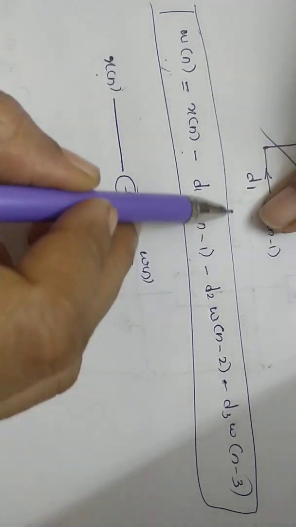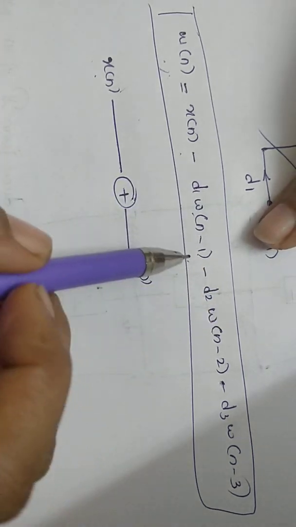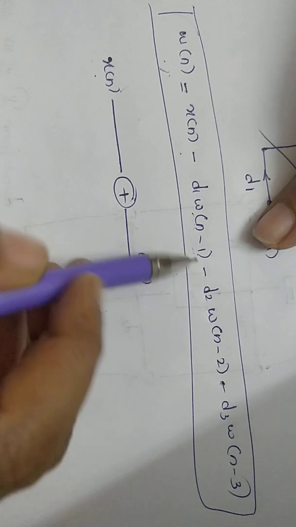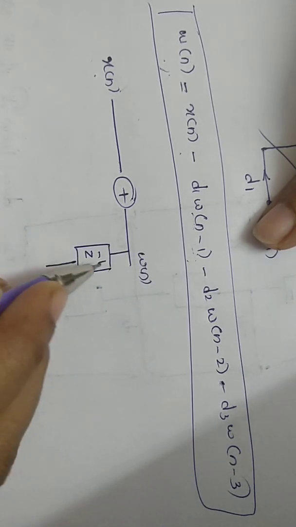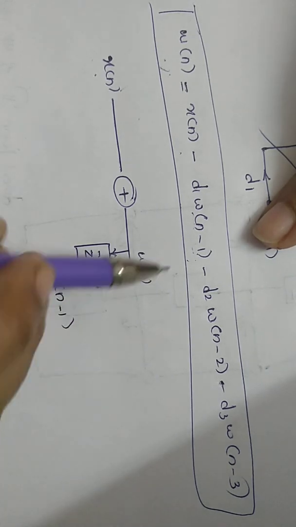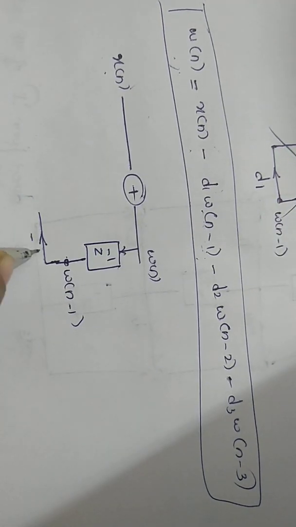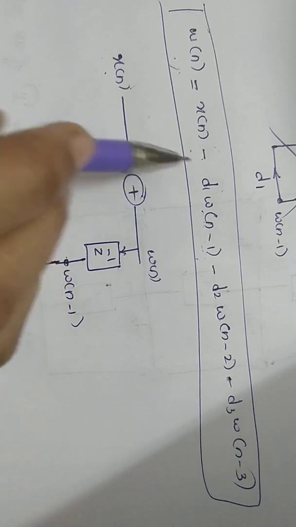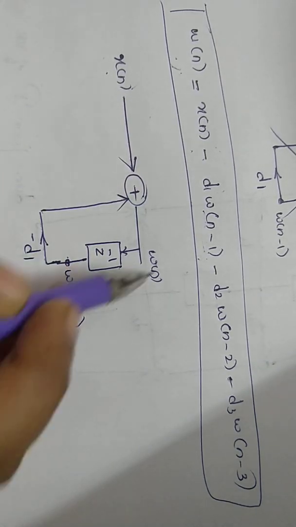What is the second term? Minus d1 w of n minus 1. In order to get w of n minus 1, I am putting one delay term here. So w of n into z inverse, at this point will come w of n minus 1, which is multiplied with minus d1, which is added to x of n. The first part is over.